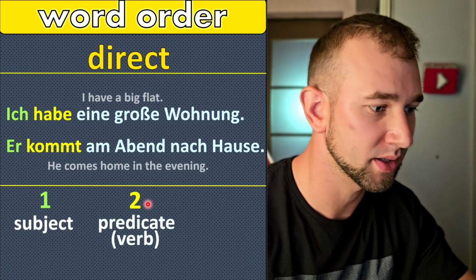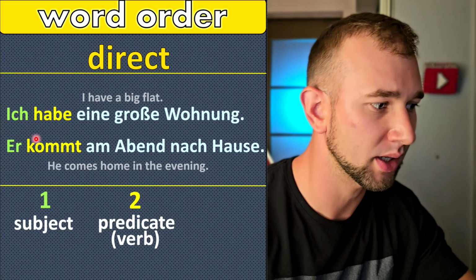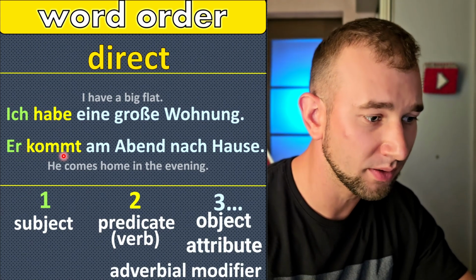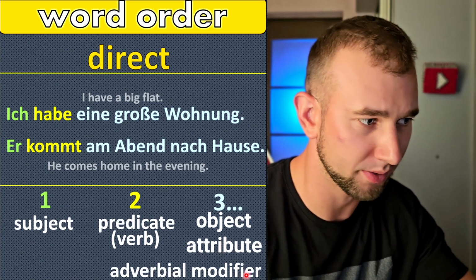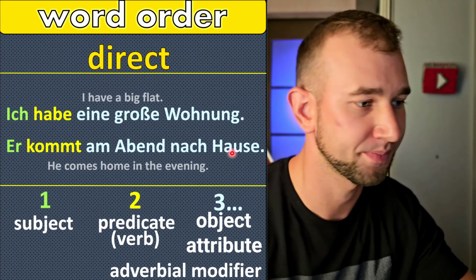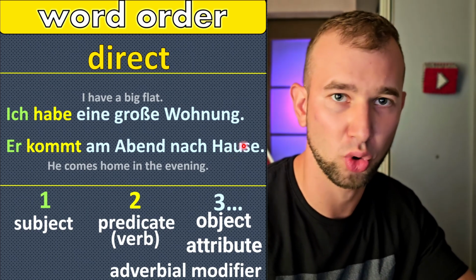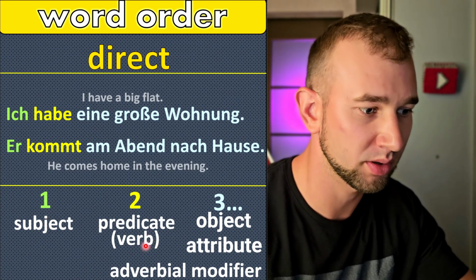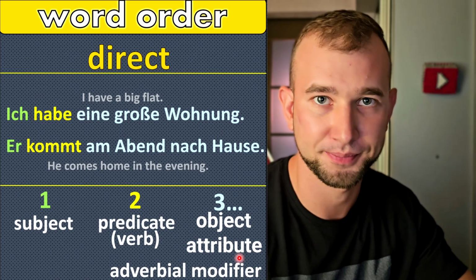In the second place, predicate, the verb. Ich habe, er kommt. And then, objects, attributes or adverbial modifier. Große Wohnung, am Abend, nach Hause. So, this is the direct word order. Subject, predicate, verb, and then object, attribute, adverbial modifier.